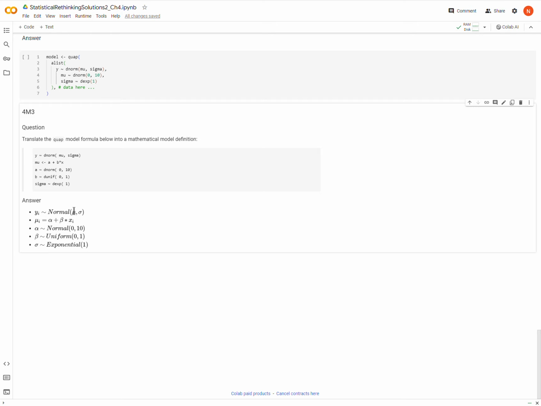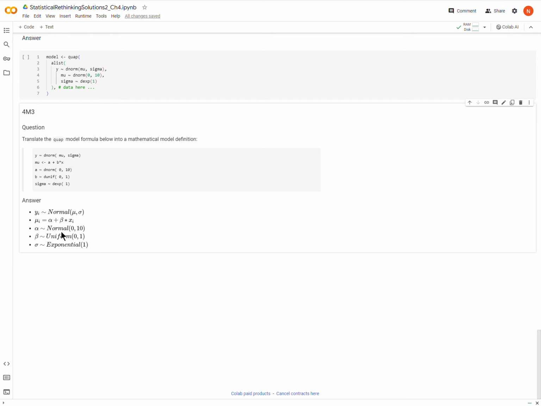And then we have that mu here, okay? That mu is defined as a plus bx, okay? And so in R, this little arrow thing is an assignment, and so it means equal in this case, okay? And so instead of A and B, we're using alpha and beta down here. Okay? And then we have that alpha is distributed normally with a mean 0, standard deviation 10.